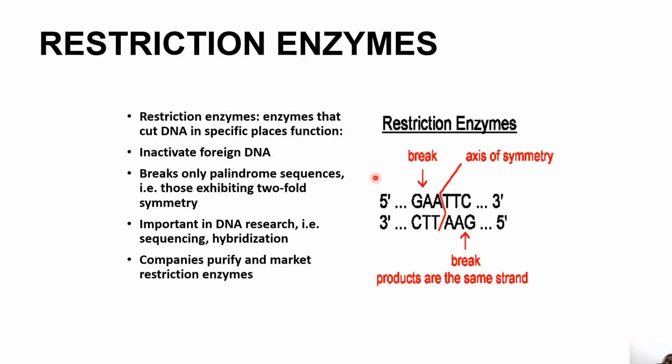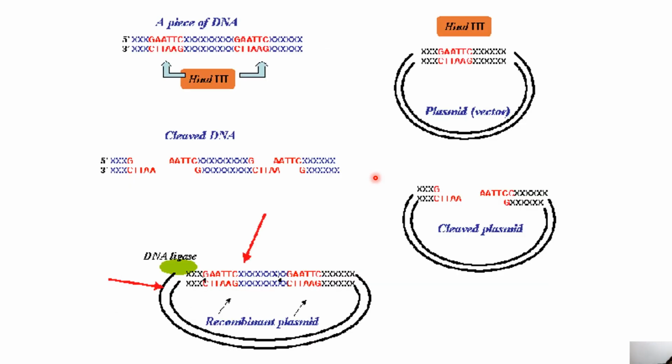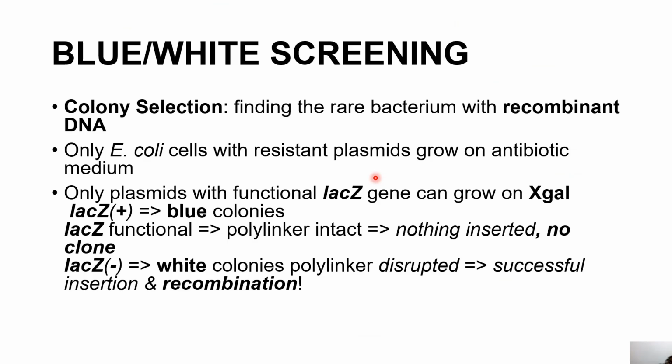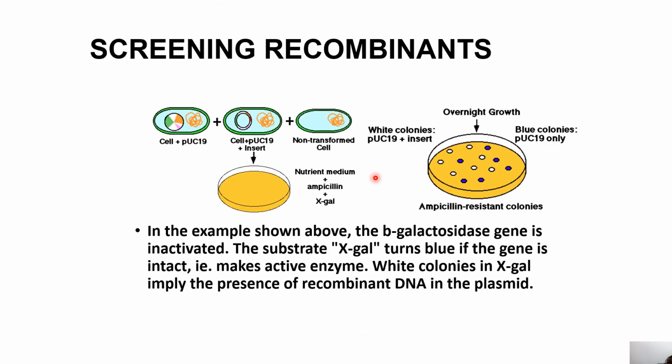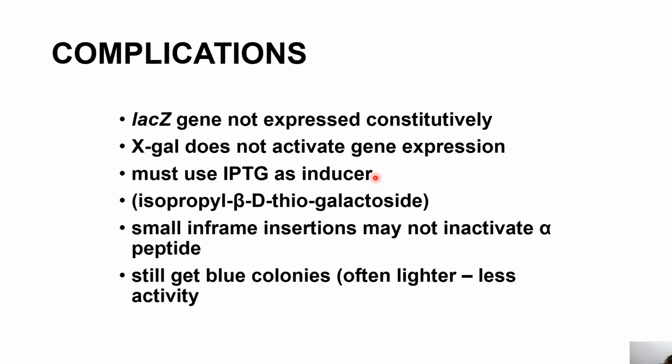We have talked about this, and as we know, the cloning method also we have talked about. Blue white screening we have talked about. So you see, if lacI is not expressed considerably, X-gal does not activate gene expression. So we have to use IPTG also as an inducer.